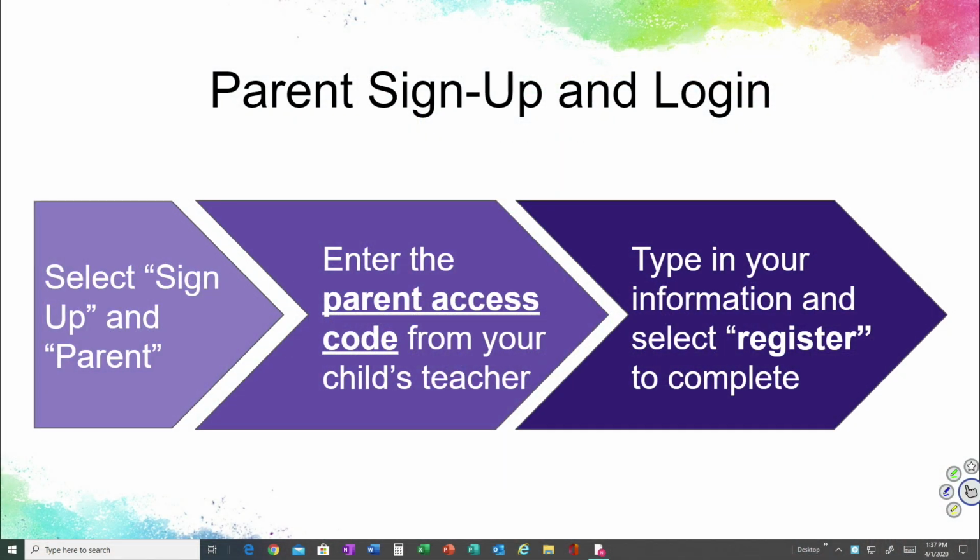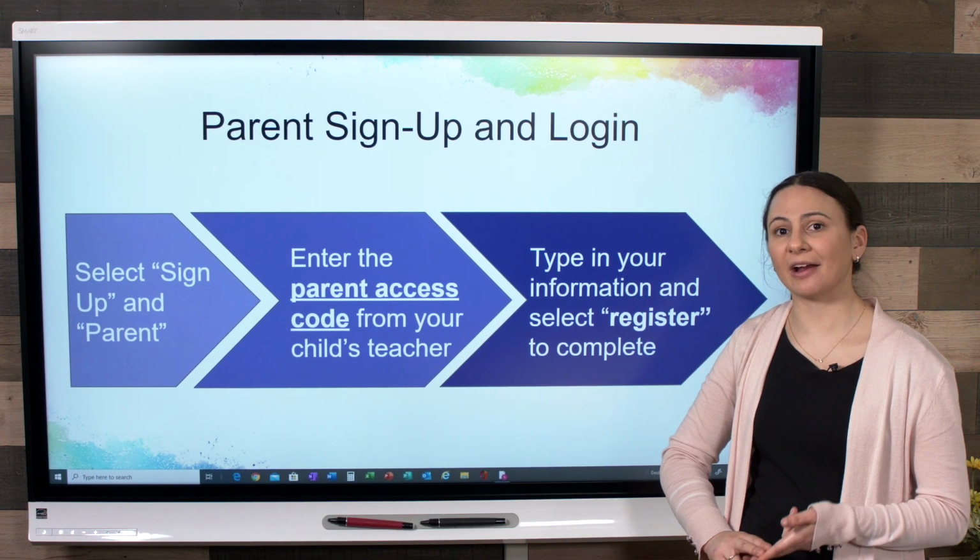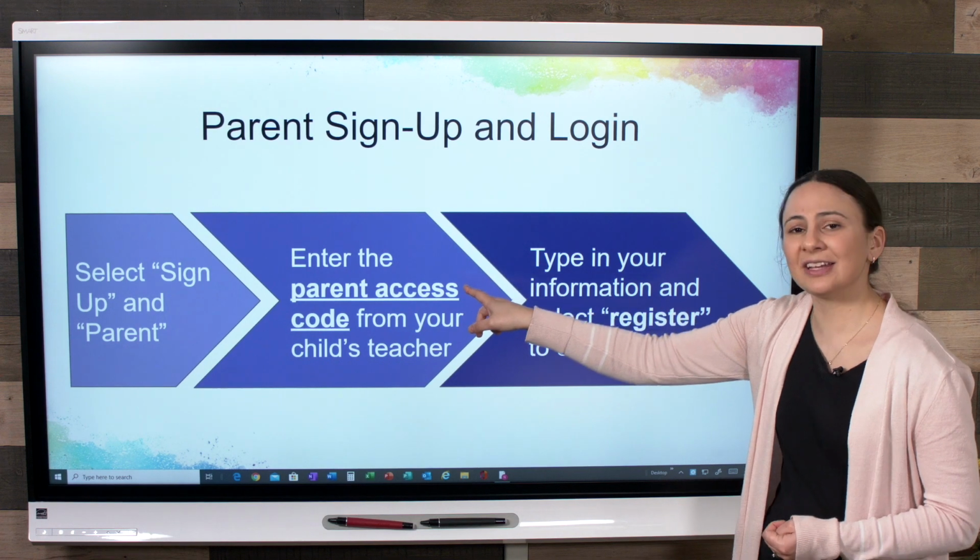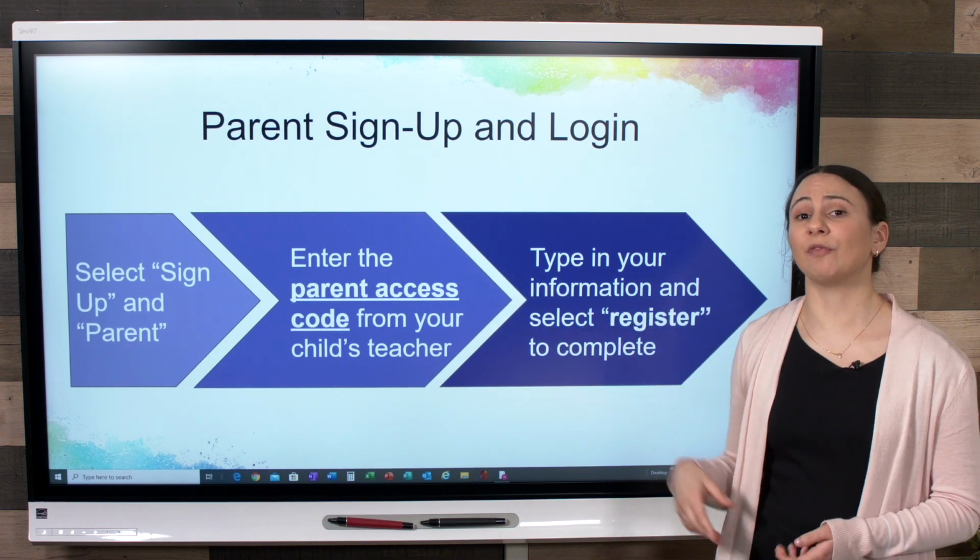All right, so first we're going to select sign up as a parent. When you select sign up, there's going to be a variety of different options. You have the option to sign up as an instructor, a teacher, or parent. You're going to want to make sure to select that parent option. Then you're going to need to enter the parent access code, which is provided by your teacher.